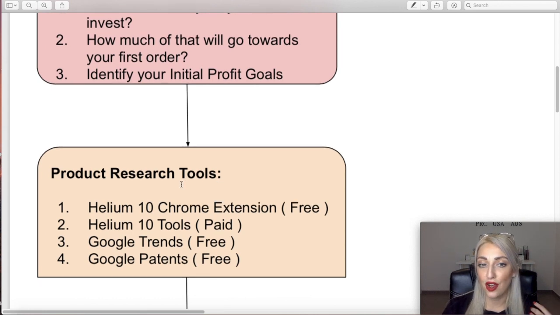These are the tools that I use for product research. So Helium 10 Chrome extension, which is free. The Helium 10 tools are paid for.